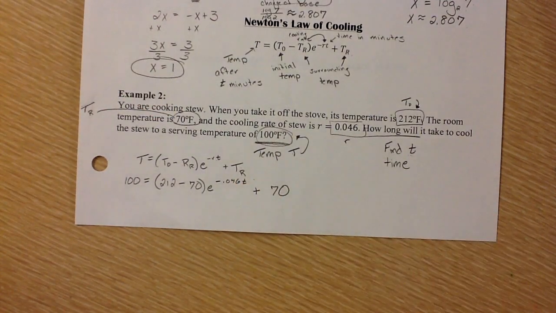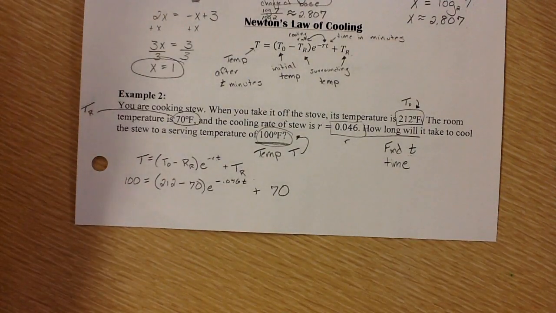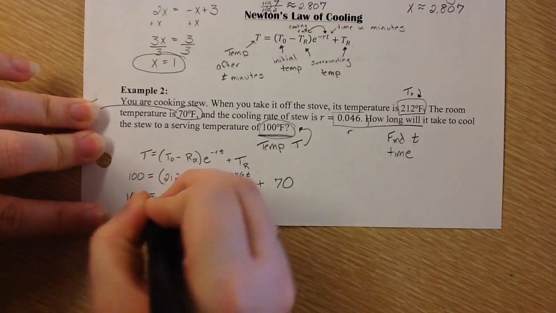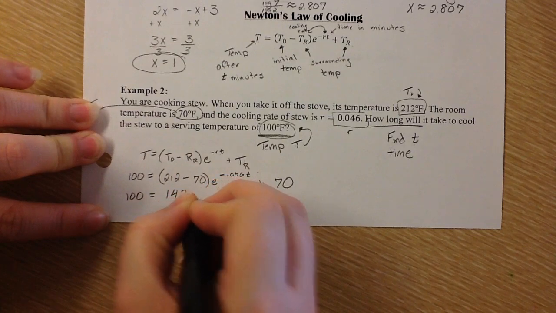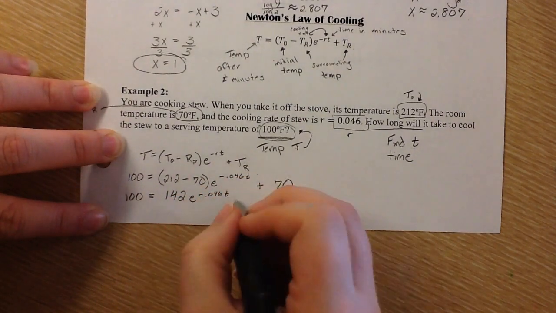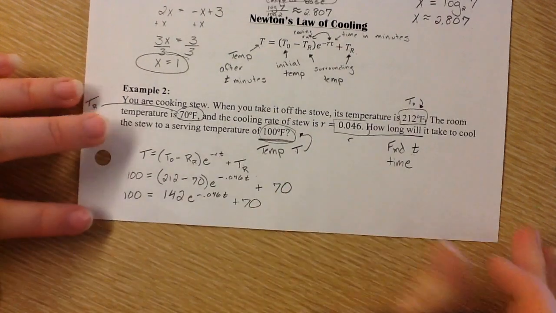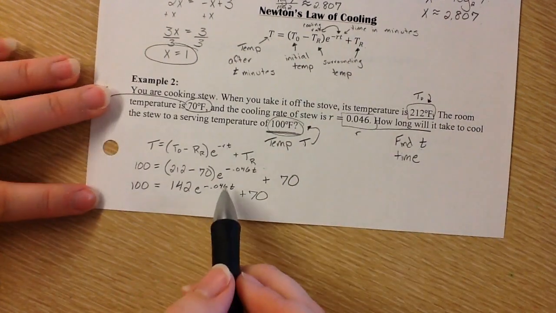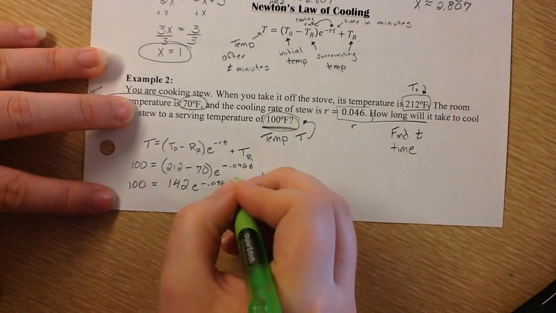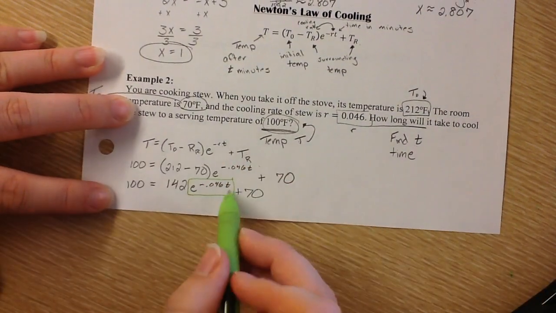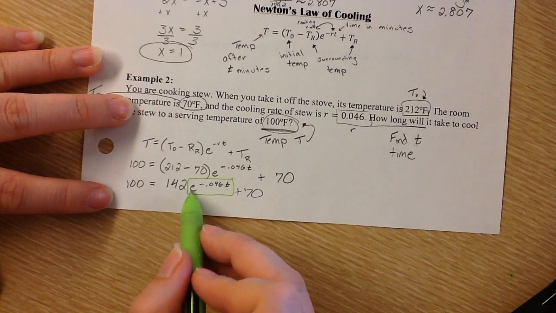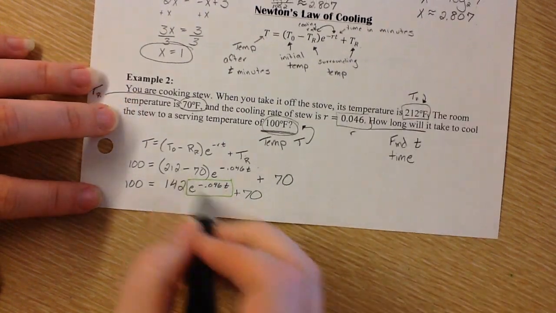Okay, so now let's simplify this a bit. 212 minus the 70, we get 142, so 100 equals 142 e to the negative 0.046 t plus 70. Okay, so now where's my variable? My variable's right in here. So our goal is to get this thing isolated because it's the thing that's got the t in it. Again, that's my exponent right there. There's my base, it's base e. So I want to get that green thing by itself.